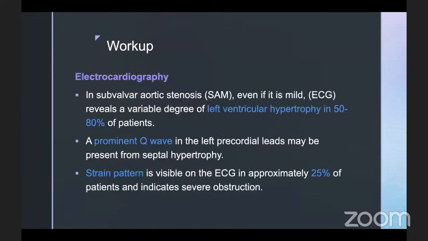On ECG in subaortic stenosis, even if it's mild, ECG reveals a variable degree of left ventricular hypertrophy in around 50 to 80% of patients, and a prominent Q wave in the left precordial leads may be present from the septal hypertrophy. There may also be a strain pattern on the ECG in approximately 25% of patients, which indicates severe obstruction.